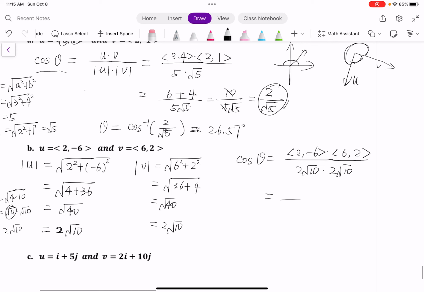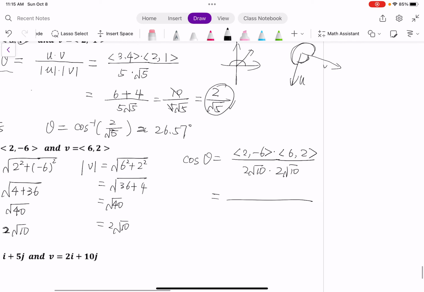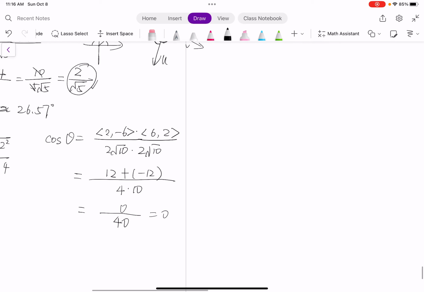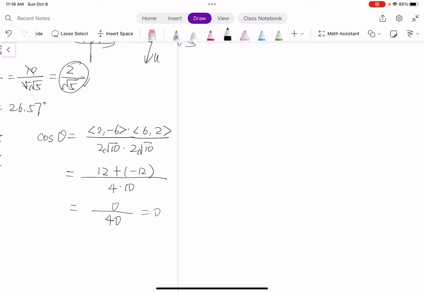And what is the top? On top we have 2 times 6, 12, plus -12. The bottom is 4 times 10, which is 40. And the top is 0. So cosine theta equals 0. When cosine equals 0, theta equals 90 degrees. So theta equals 90 degrees. Maybe you will ask me, how did you find this?